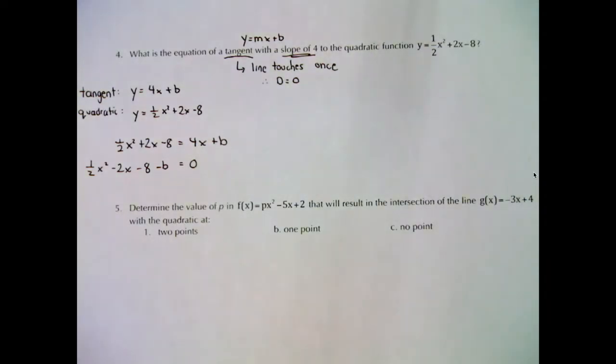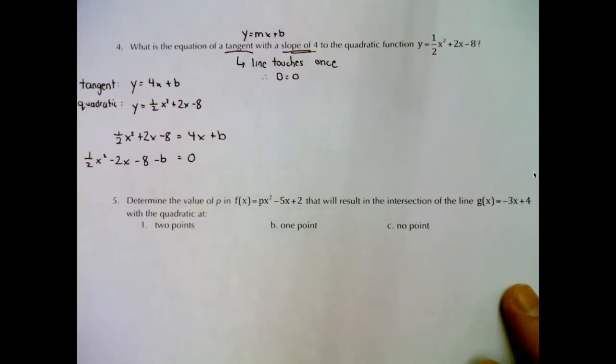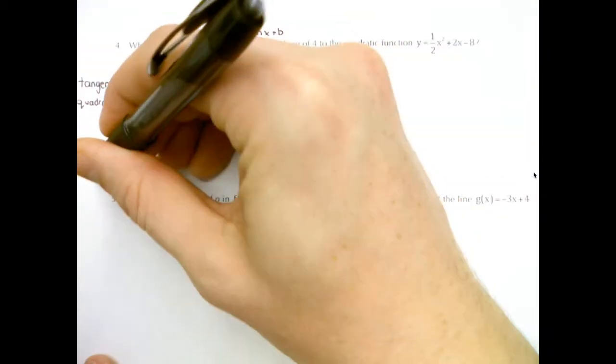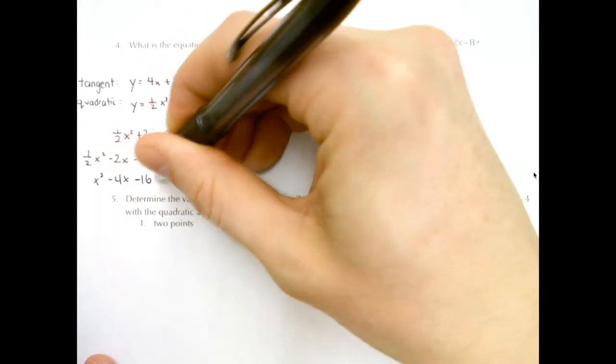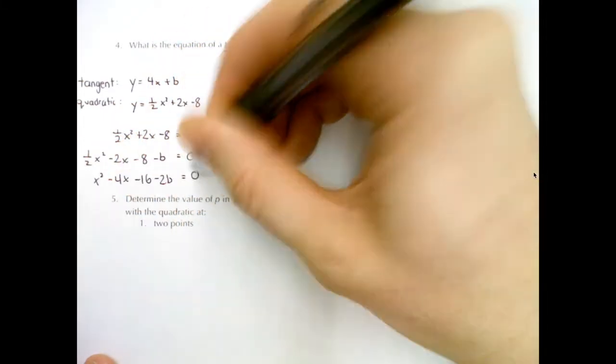And you can do that mathematically because the equation is still equal. Multiplying by a constant is something you're allowed to do to make stuff easier. We could also divide if we wanted to, but since we have a half, we definitely don't want to divide. So I'm going to do it to make our math a little bit easier. You don't have to. x squared minus 4x minus 16 minus 2b equals 0.